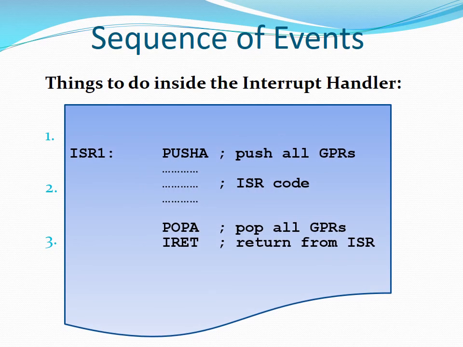Thus, the structure of the ISR. On entering the ISR, all the general purpose registers are pushed onto the stack, after which the code that defines the ISR is executed. On completion of the ISR code, all the GPRs are popped back, and then an interrupt return instruction is executed to branch back to the point that was interrupted.